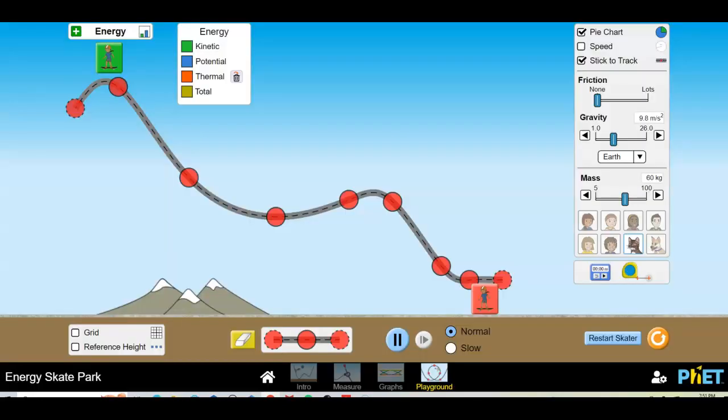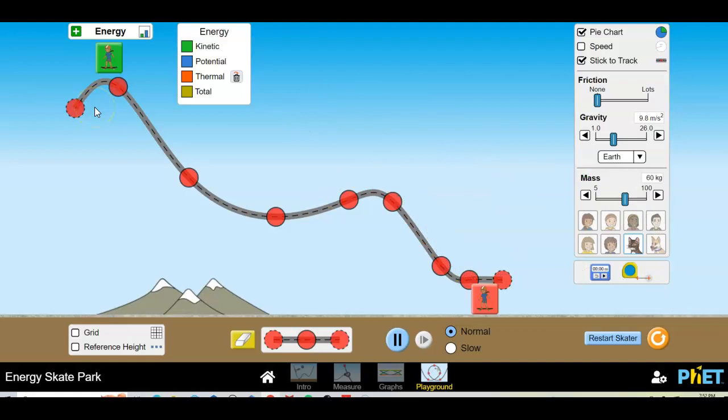And I have chosen to do Energy Skate Park. Energy Skate Park is a simulator where students can actually see the kinetic, potential, and thermal energy in a pie chart after making a skate ramp. So I'm going to show you how that works.